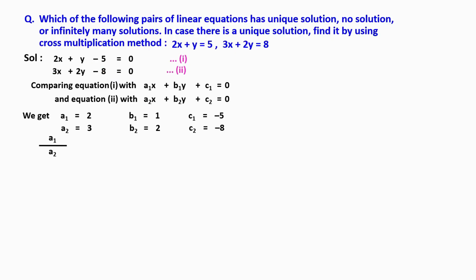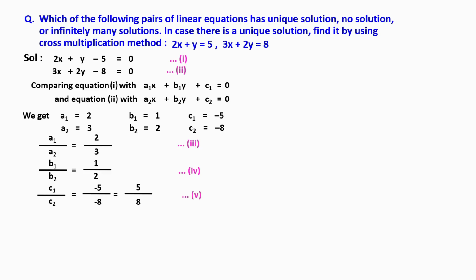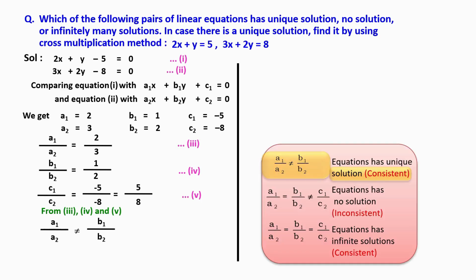Now, let us understand the conditions. If a1 by a2 is not equal to b1 by b2, then the equations have a unique solution. This is called a consistent system. If a1 by a2 is equal to b1 by b2 but not equal to c1 by c2, then the equations have no solution. This is called an inconsistent system.